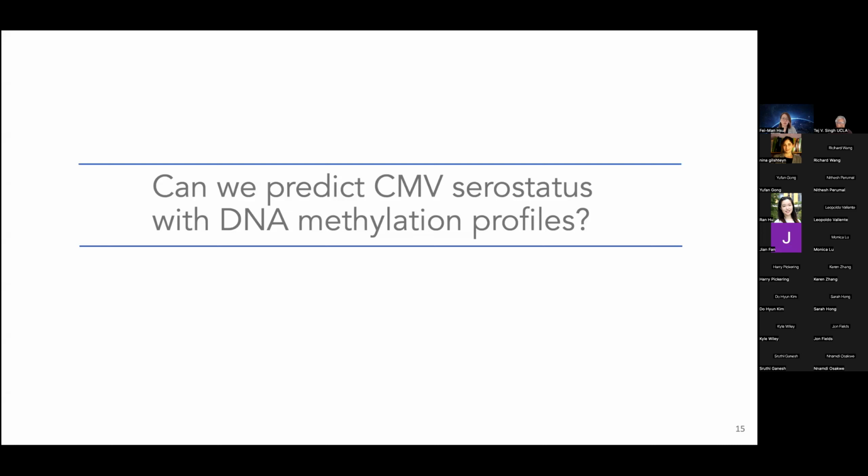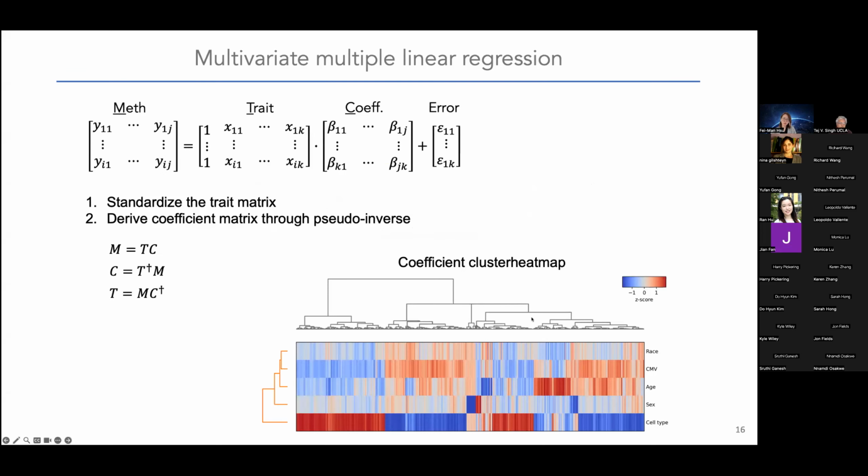So to do this, we built multivariate multiple linear regression models, which is a system of equations. Imagine the Y matrix is the methylation matrix. In rows, there are the individuals. Column-wise, there are the 30K CpG sites. We get a matrix as shown here.